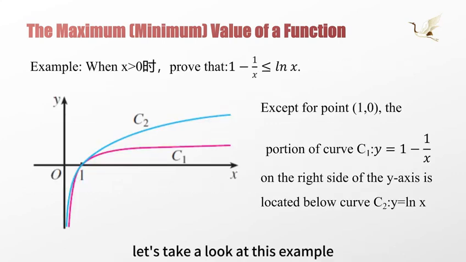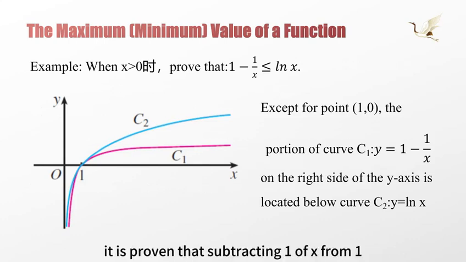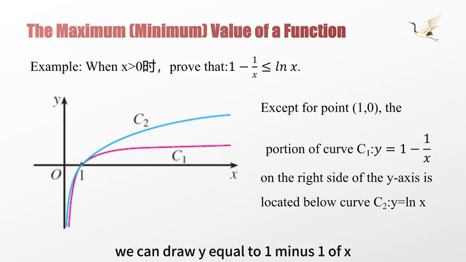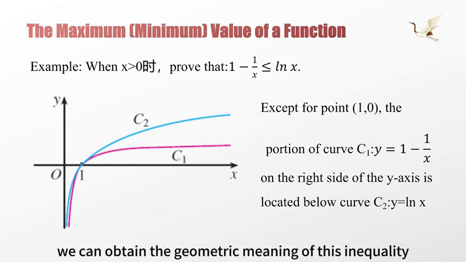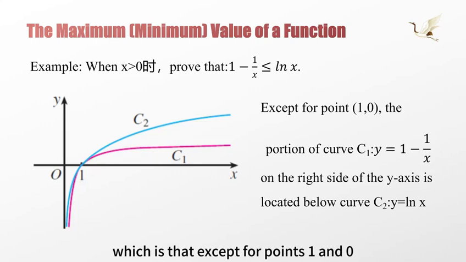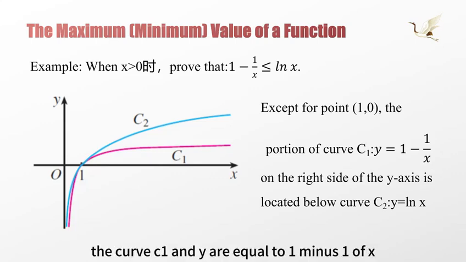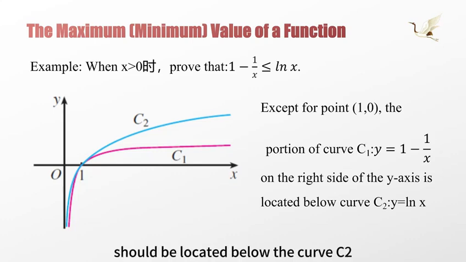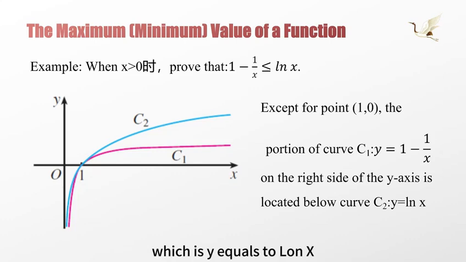Let's take a look at this example. When x is greater than 0, prove that 1 minus 1/x is less than or equal to ln x. We can draw y equal to 1 minus 1/x, where x is greater than 0, and its image is C1. We can also draw y equal to ln x. Its image is C2. From this image, we can obtain the geometric meaning of this inequality, which is that, except for the point (1, 0), the part of curve C1, y equal to 1 minus 1/x, on the right side of the y-axis should be located below the curve C2, which is y equals ln x. So how to prove it?